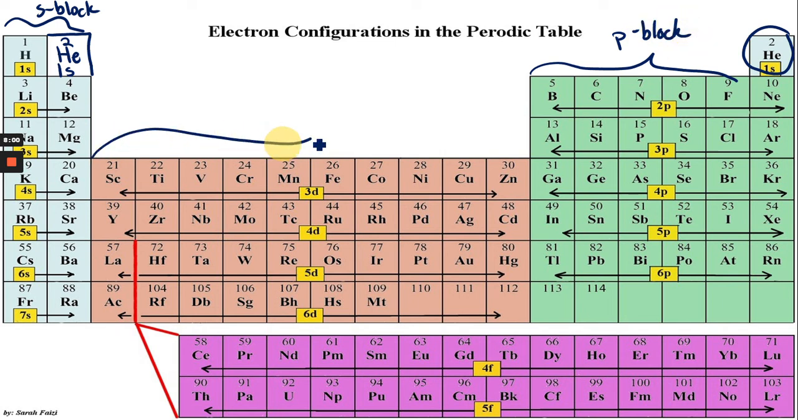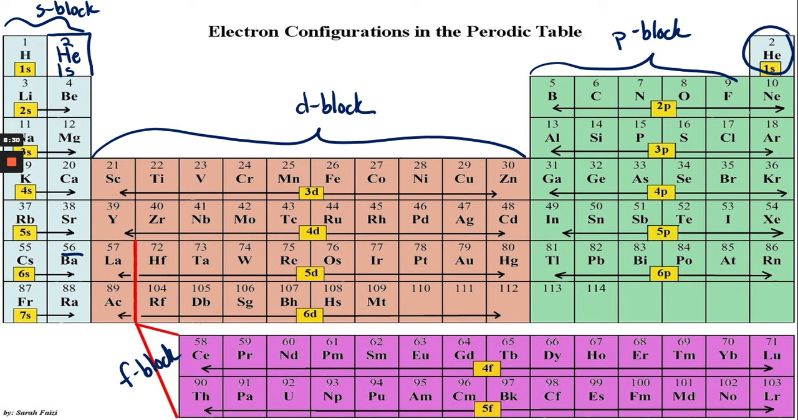Groups 3 through 12 make the D block. And then the 2 rows at the bottom make the F block. But again, we won't be coming down here or going through here at all. In fact, you have to be able to write electron configuration for any element up to number 56, which is barium. So we won't be going into the F block, but you need to know that it exists.